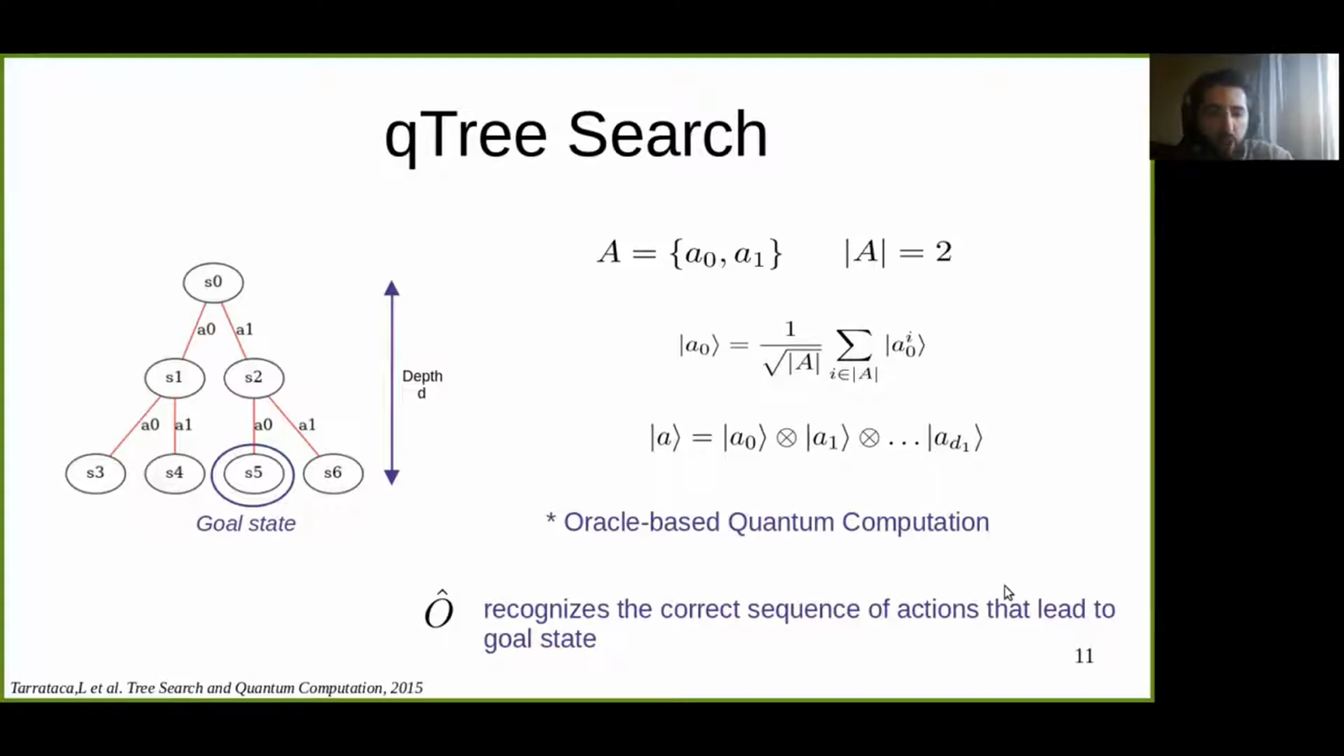Now, at this point, to discover the optimal sequence of actions to reach the goal state, we're basically in the same paradigm as in the original Grover's algorithm. And so we just need to have an oracle that is able to mark that correct sequence of actions. Now, the goal is to amplify the amplitude of that correct sequence of actions, so the sequence of actions that lead to the goal state. And so all we need is an oracle that signs that correct sequence of actions.